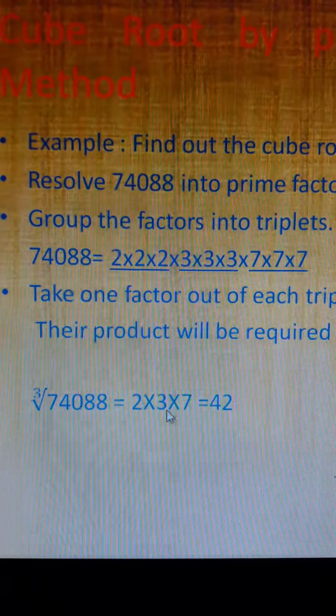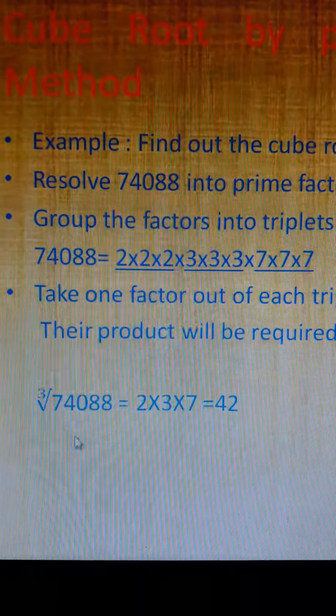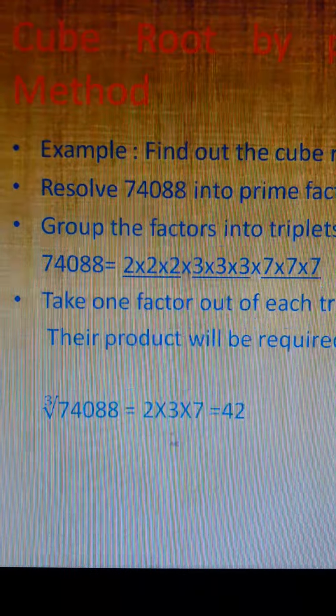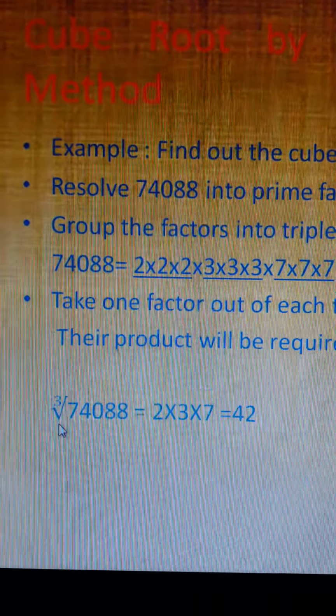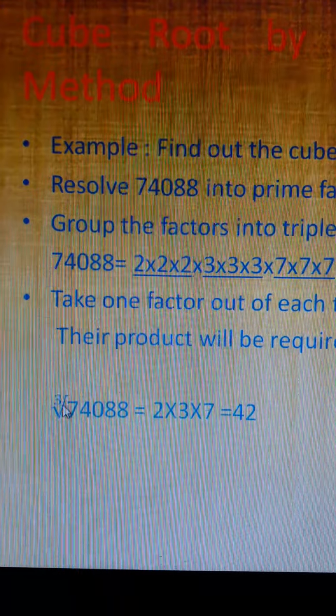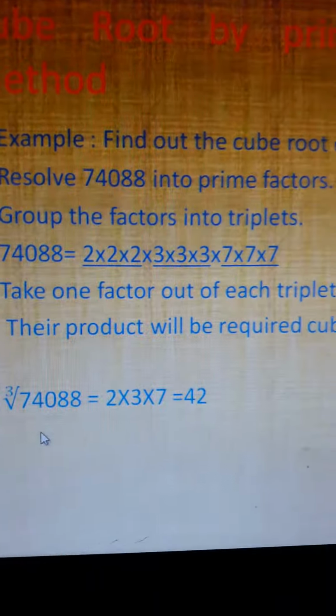2 into 3 is 6, 6 into 7 makes 42. So ultimately we can say that the cube root of 74088 is 42, and this is the symbol of cube root. This radical sign, and we write 3 here. This is the symbol of cube root.